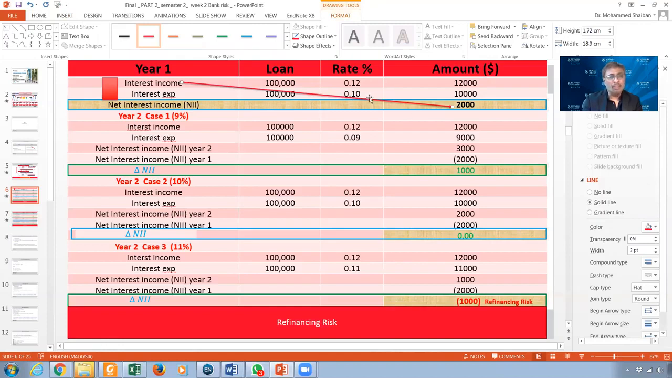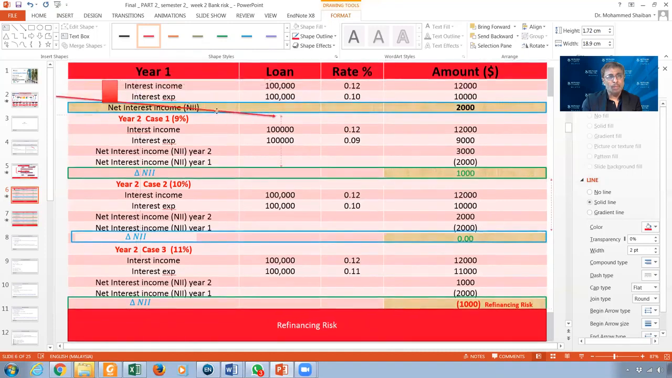Now, what would happen in the second year? In the second year, we are talking now about the deposit, which is the refinancing risk. The second year, it could drop. And in this case, as you can see, I will make 3,000, which means now I will pay only 9 million and receive 12 million. I get 3 million, while in the first year, I used to have 2 million.